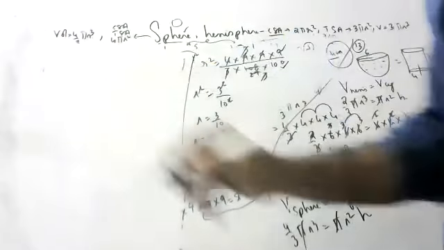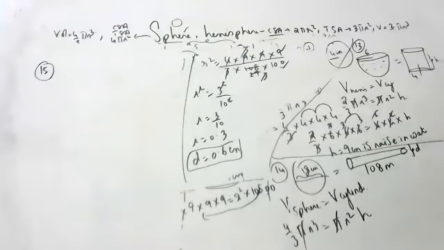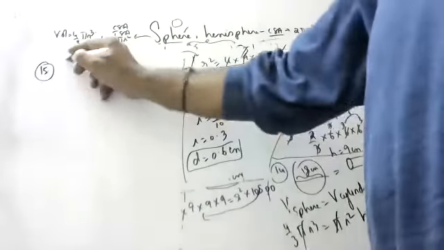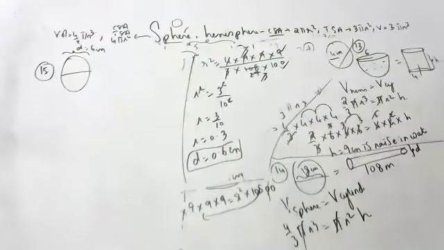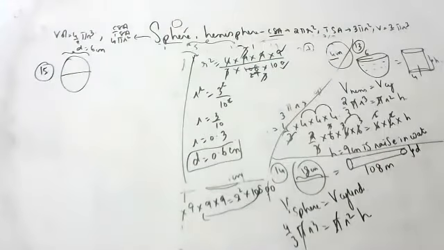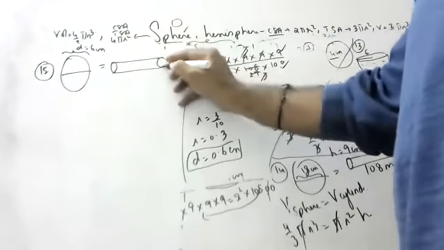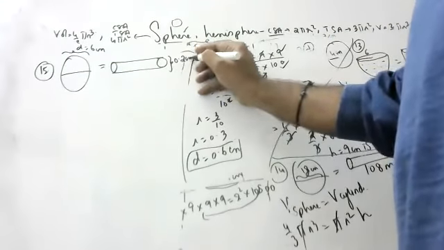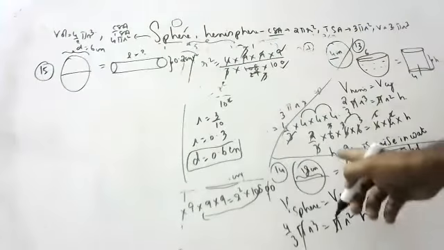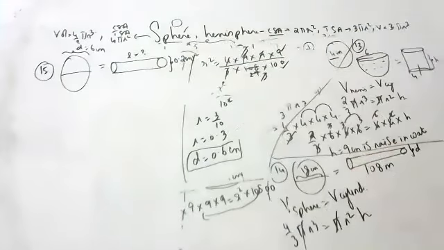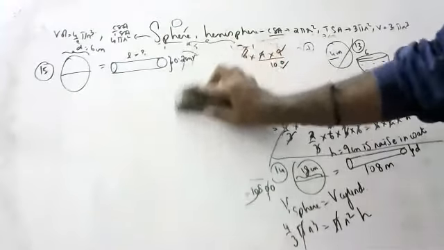Okay, next one. Vikram is not there. Neeraj. The diameter of the sphere is 6 centimeters. It is melted and drawn into a wire of diameter 0.2 centimeters. What is the length of this wire? Same question, but here the length is asked, there the diameter was asked. Come on. What is our question?